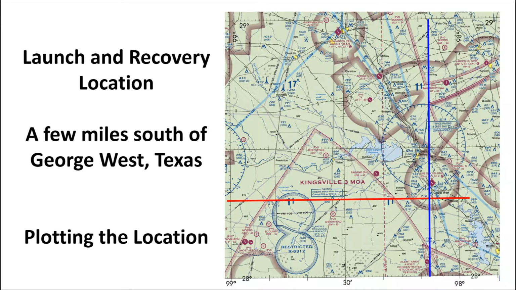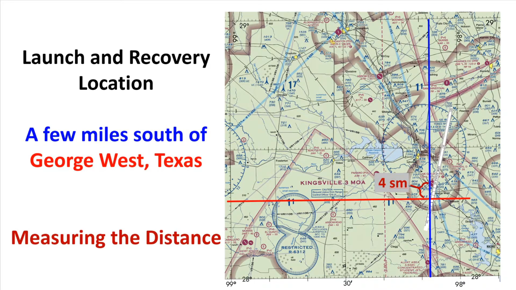Now it's time to measure the distance to see if we'll be within 5 miles and need to contact the airport manager before flying. At the bottom of the chart is a scale for measuring distances. Make sure to use the statute mile scale. Measuring the distance from the center of the airport circle to the location, we get 4 statute miles.